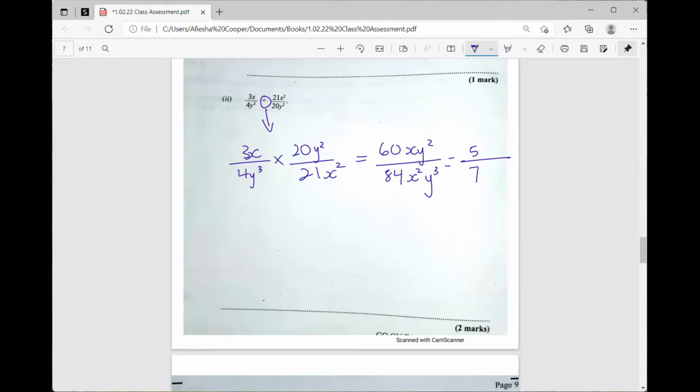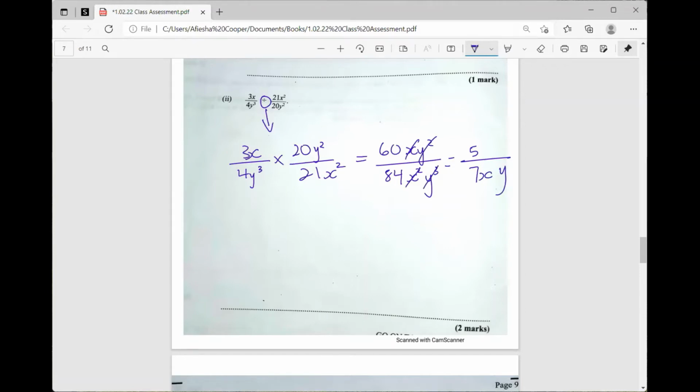So division, rules of division. 3x over 4y cubed. We can change that to multiplication and flip: 20y squared over 21x squared. I like to simplify in a way that's simple for me. So I'll say 60xy squared over 84x squared y cubed, and I'll put 60 fraction sign 84 in my calculator, and I'll get 5 over 7. I know that my x's are going to cancel, I'll remain with one x at the bottom, and my y's are going to 1y.